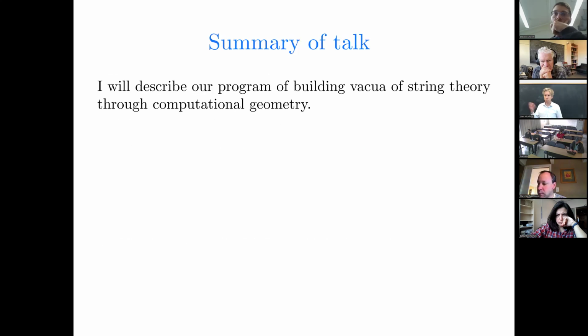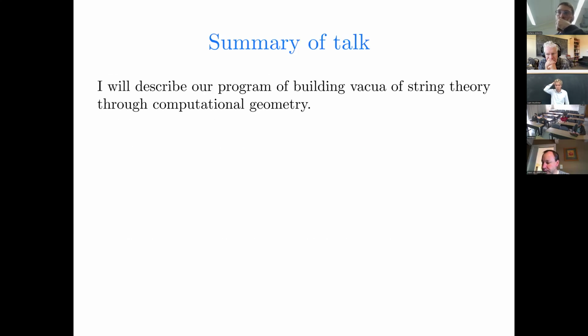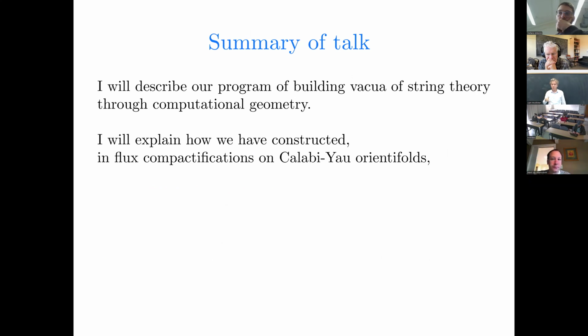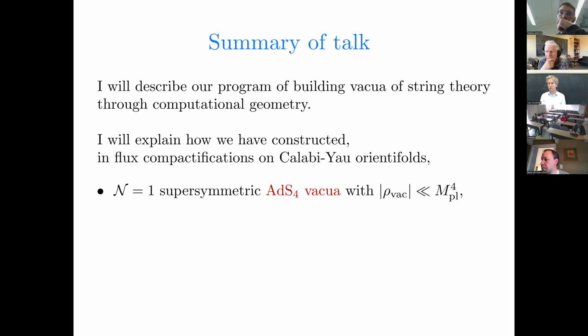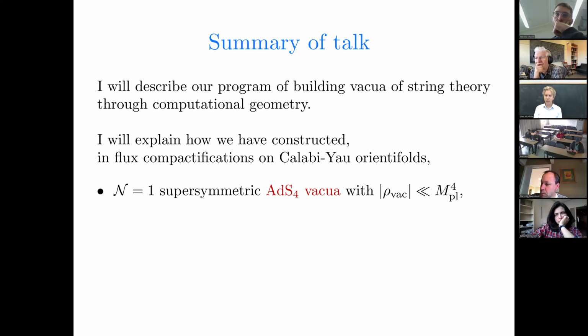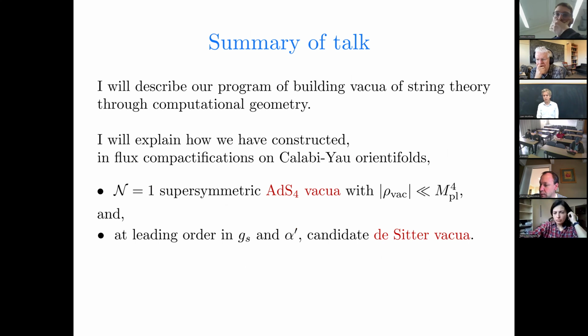Okay, so summary of the talk, I'm going to describe our program of building vacua of string theory through computational geometry, and I'll explain how we've constructed, in flux compactifications on Calabi-Yau orientifolds, two kinds of things. First of all, supersymmetric AdS4 vacua with exponentially small vacuum energy. And then building off of those, candidate de Sitter vacua, at least at leading order in the g_s and alpha prime expansions.